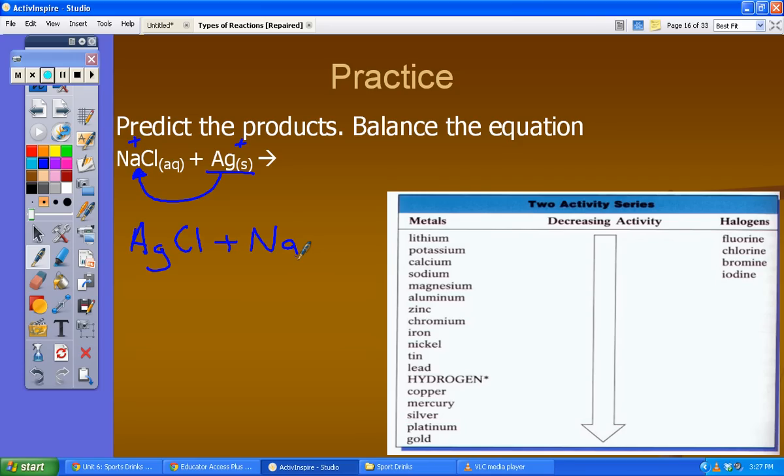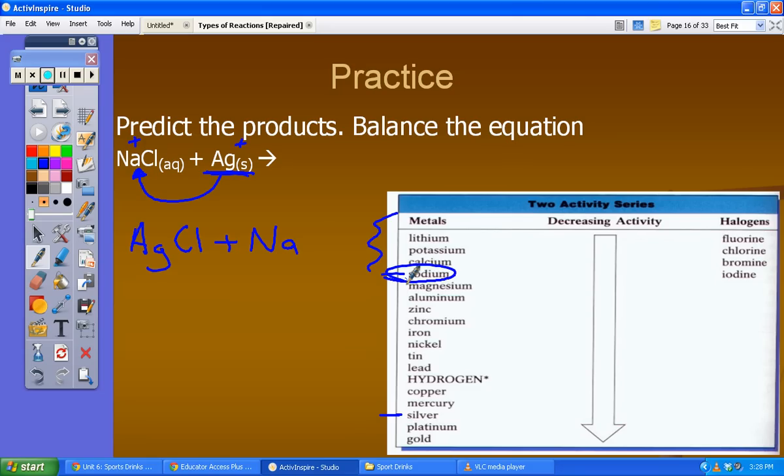Now just to double check that that is true, we have to look at our activity series over here. Which one is higher up and which one would work? If silver here is higher, then it will work. If it doesn't, then the sodium will stay there. So for example, here is silver and sodium, here it is. There's sodium there. Of those two, the more reactive one is going to be sodium. So that's going to stay where it's at.